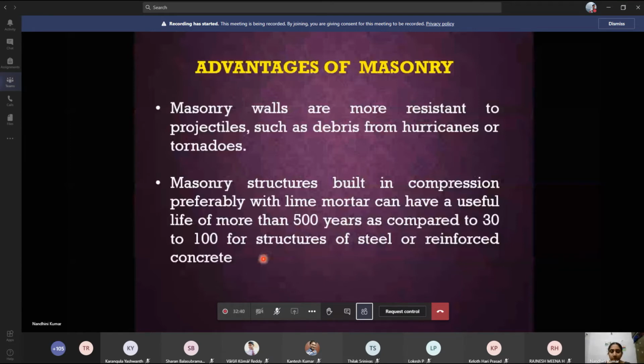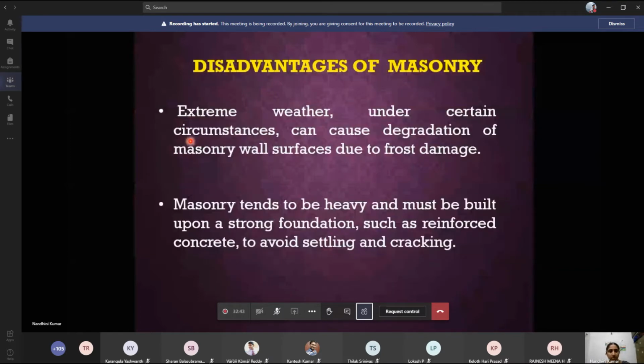Disadvantages of masonry. Extreme weather under certain circumstances can cause degradation of the masonry walls due to frost damage. Masonry tends to be heavy and it must be built upon a strong foundation. Yes, it should definitely have a strong foundation. Just imagine you are going to construct a wall consisting of huge and heavy rocks. The entire weight of this wall, where will it end up? It will end up only in your foundation.